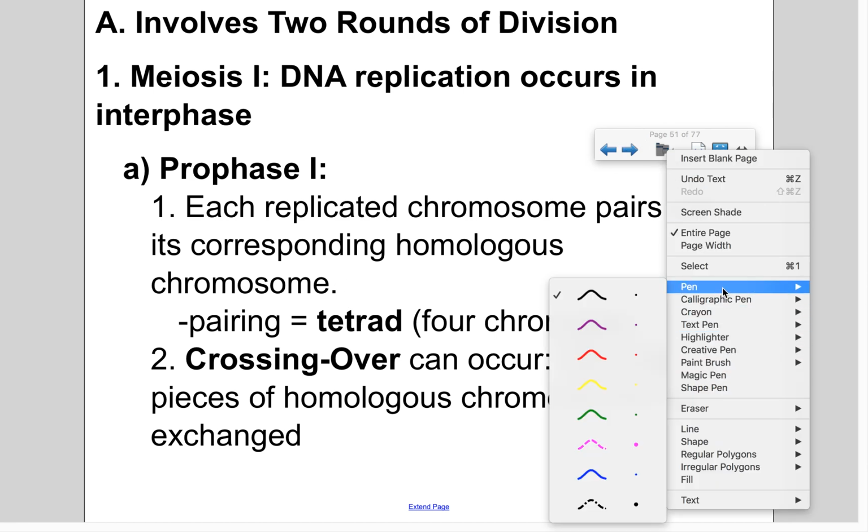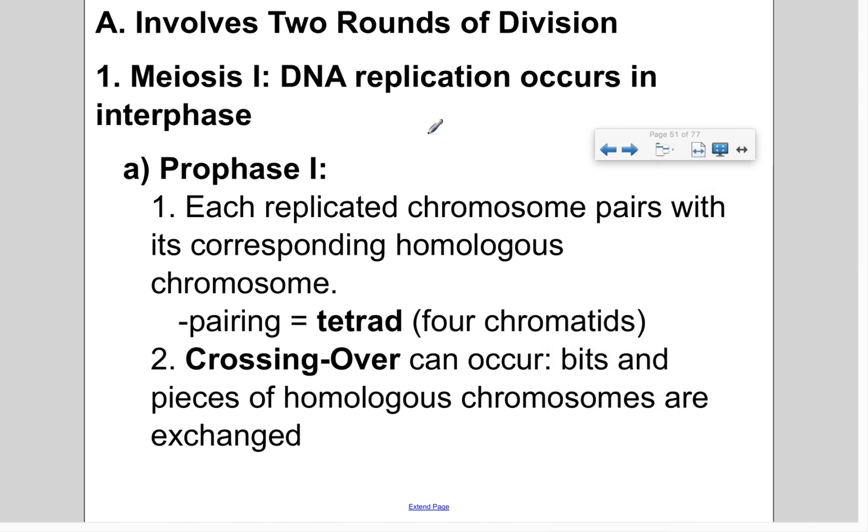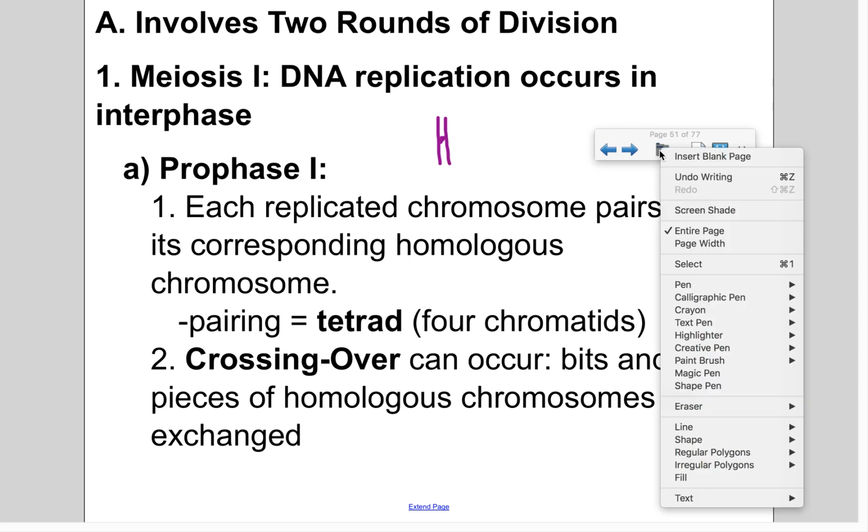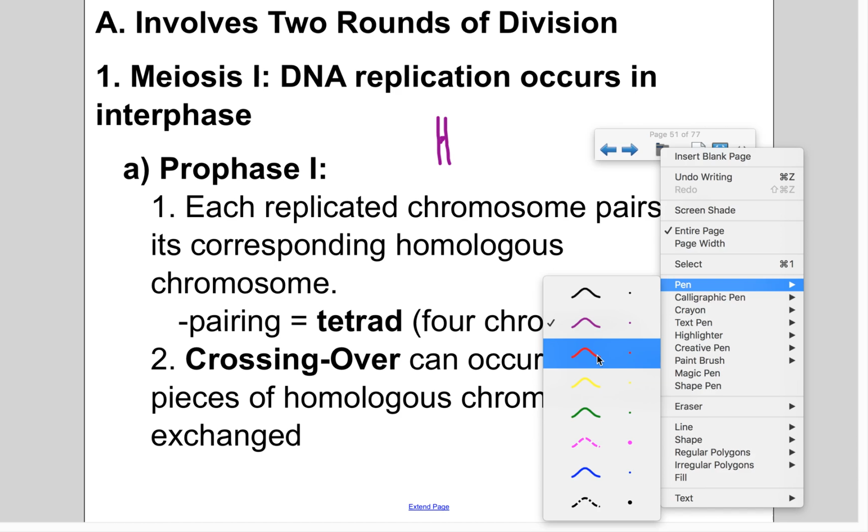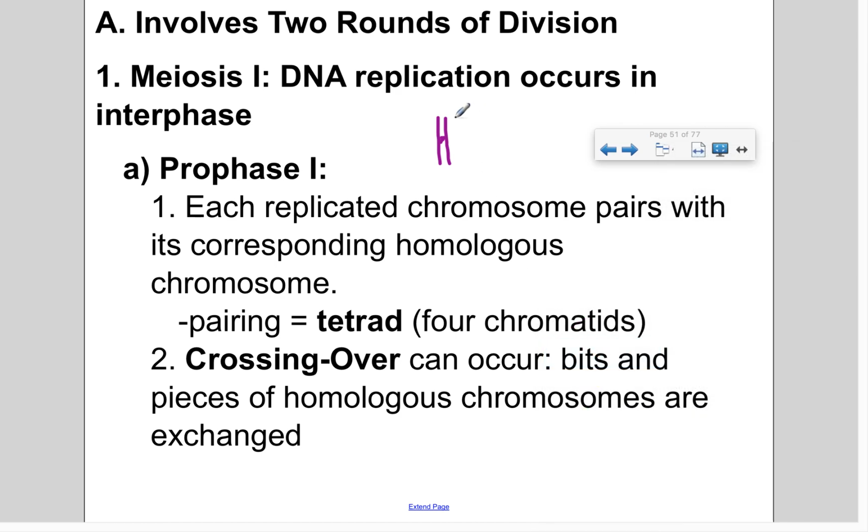So I'm going to get a marker here. I didn't do this today, but if purple is dad, it's going to go through replication, so it's going to form another half for it. And we'll use red for mom. Sorry for the color blindness, people. So here's mom. Mom is going to go through replication in interphase. That's supposed to represent my centromere to hold it together. And then when they pair up, that's a tetrad.